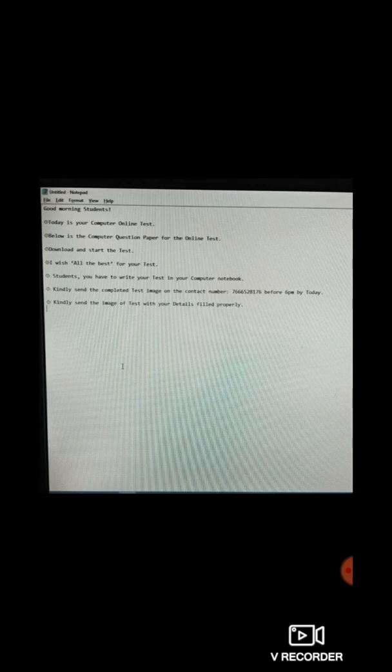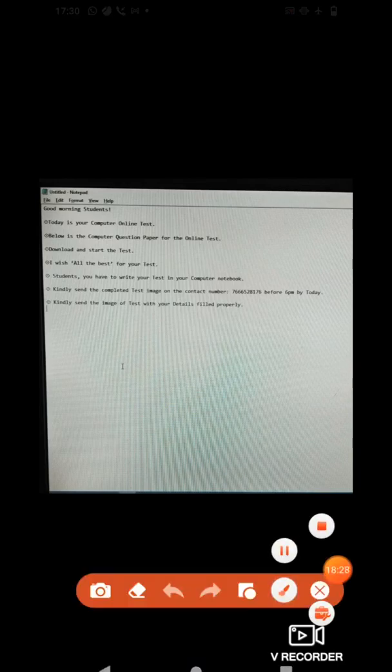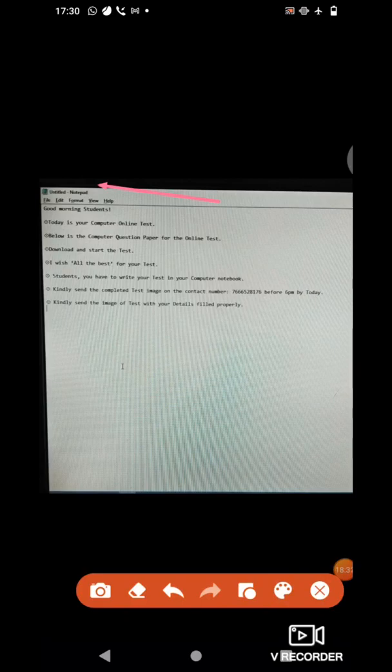This is an example that I have prepared for you. You see on the top right, let me show you. See here, it's written Notepad. This is the Notepad application, and I have written down a few sentences, the instructions, right?